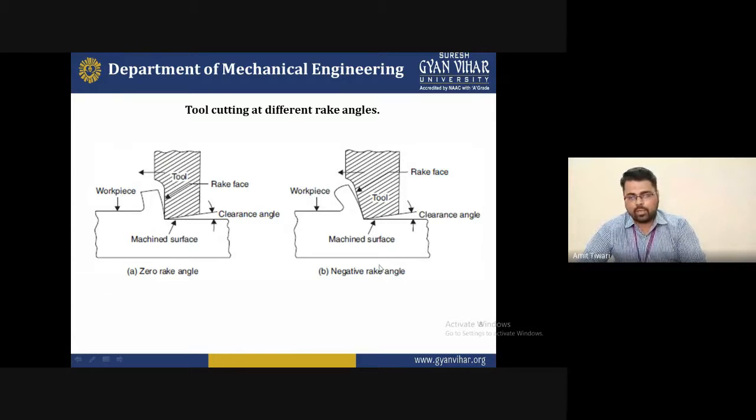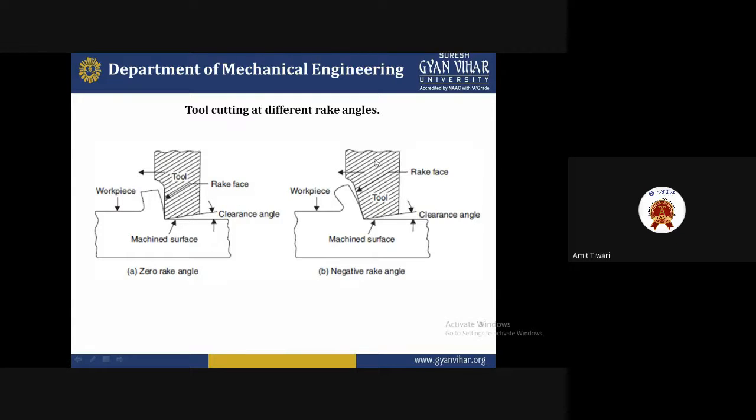If we look at diagram B, that is the negative rake angle. Why is it called negative rake angle? Because during machining, the formation of the chip is continuous, but the structure of the chip is not as mentioned in diagram A. So this is called the negative rake angle, and we do not require it for this type of machining operation. You can also see the gap between the chip and the tool: this is a very large gap, this is a small gap, and due to this gap the rake face is very small.